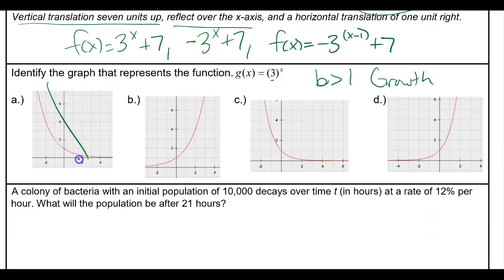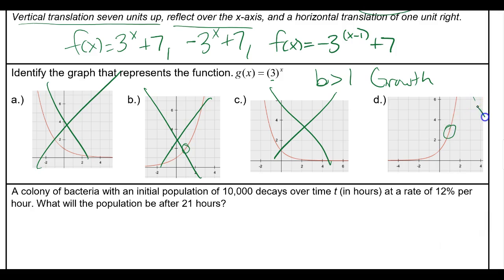Well, this one's not increasing. This one's not increasing. Those are both decreasing. And then let's start plugging in some values and seeing which it should be. So if I plug in 1, this should be equal to 3 to the 1, which is 3. So if I plug in 1, I should get 3. And when I plug in 1 here, I get 2. So it's not this one. If I plug in 1 here, I do get 3. So then this is our graph.